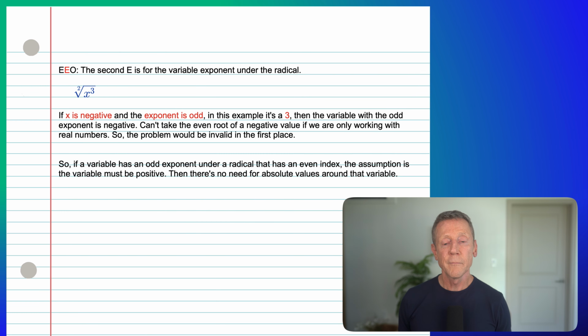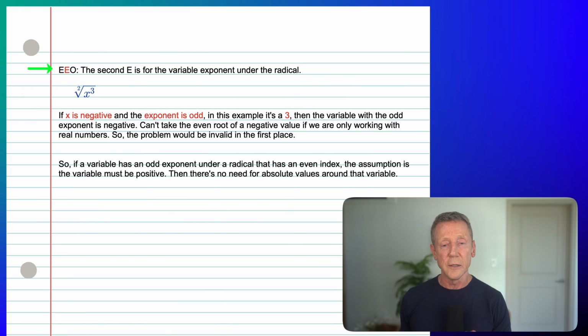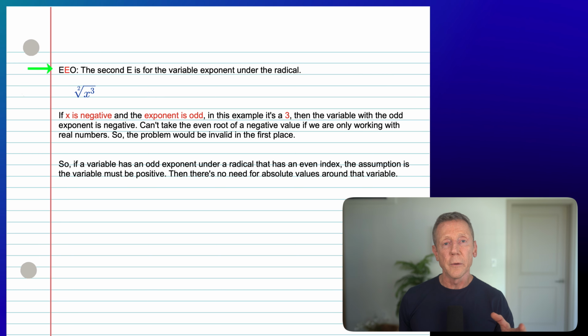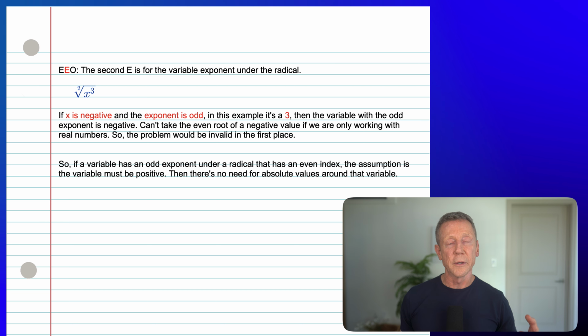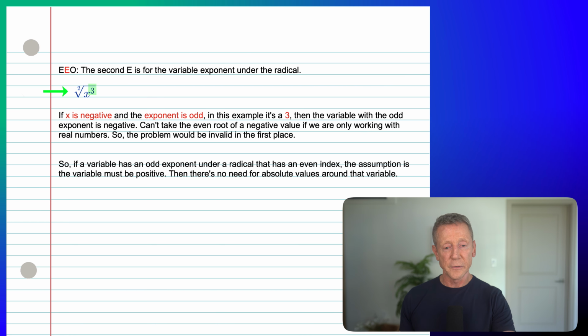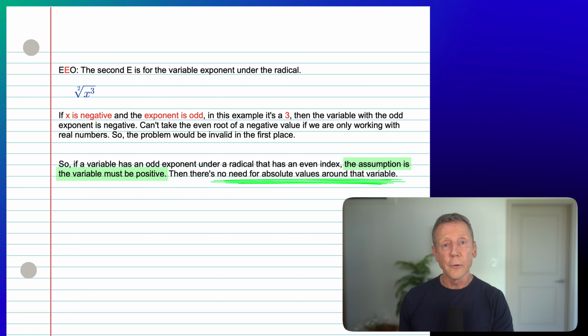Now let's take a look at the second E in EEO. That represents the exponent on the variable that's under the radical. If it turns out that that's an odd exponent, so let's say, for example, we're taking the square root of x cubed, and that has an odd exponent. And now let's suppose that x is a negative value, for example, negative 2. If we cube negative 2, we get negative 8. So that would be a negative under the radical, and that's just improper. So the problem would be improper in the first place. So when you have an odd exponent under the radical, you can assume that that letter is positive. And so then it's unnecessary to put absolute values around it outside the radical.